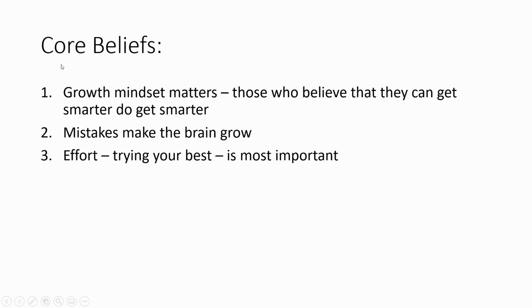Second, before we begin, I want to readdress our core beliefs. We talked about them briefly recently, but let's restate some main beliefs that we can have for ourselves in math. Number 1, growth mindset matters. Those who believe that they can get smarter do get smarter. Number 2, mistakes make the brain grow. If you make a mistake or two in this video, or 3 or 4, that doesn't matter. The goal is to learn. Number 3, effort, trying your best. That is what's most important. Your process in learning is more important than just getting a correct answer. Let's try to follow those as we go through this lesson today by trying our best on each of these questions.